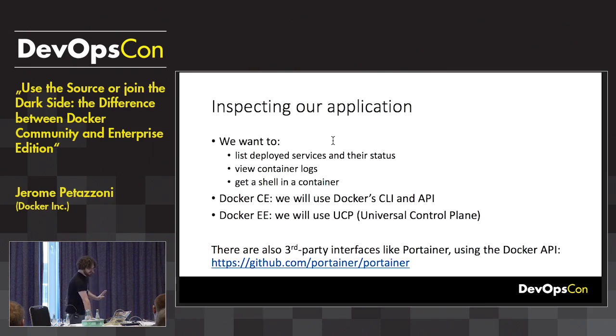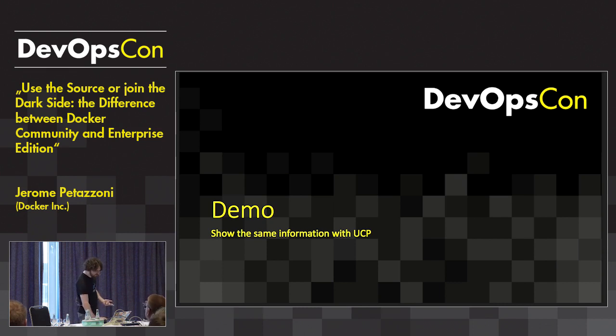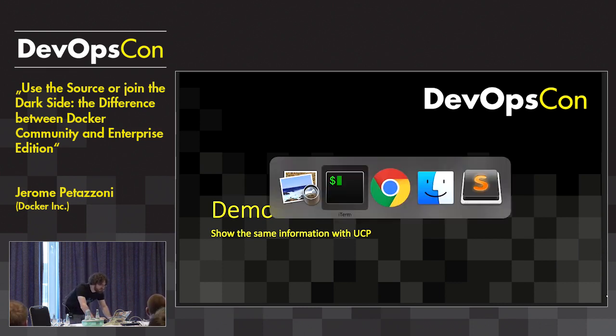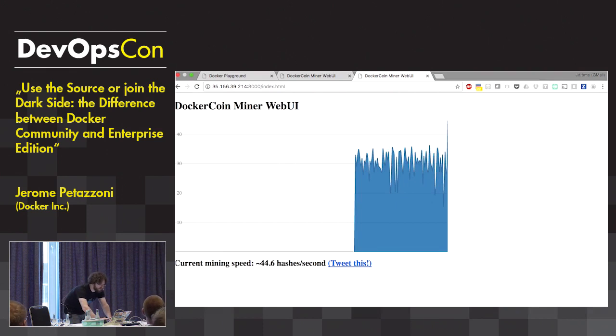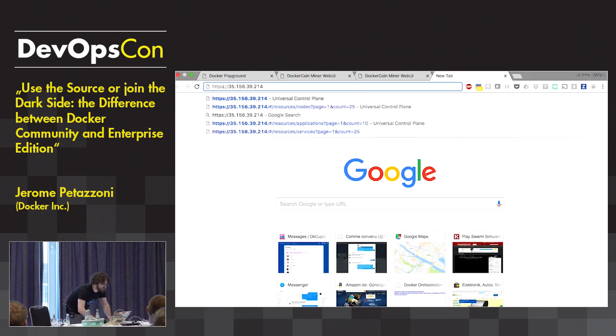So that's all nice and fancy, but if you're not a huge fan of the command line, or if you're just getting started, it's a lot of information to learn about. So I want to show what we have on the enterprise side. We have something called UCP, which stands for Universal Control Plane, and it's basically a web UI for all that stuff. So I'm going to connect to UCP, and since I deployed this.